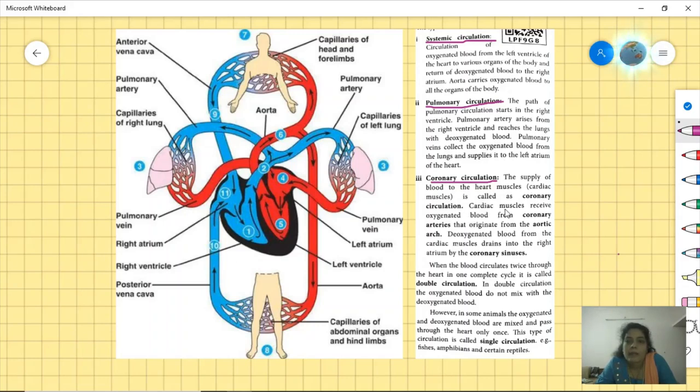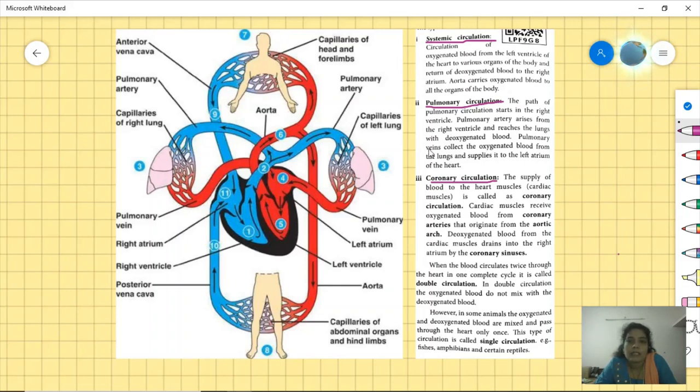Cardiac muscles receive oxygenated blood from the coronary arteries. So coronary arteries only carry the oxygenated blood to the cardiac muscles. The deoxygenated blood from the cardiac muscles drains into the right atrium by the coronary sinuses. So these are the three types of blood circulation: systemic circulation, pulmonary circulation, coronary circulation.